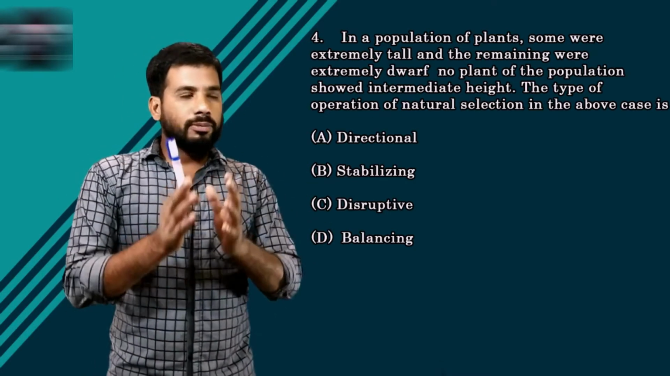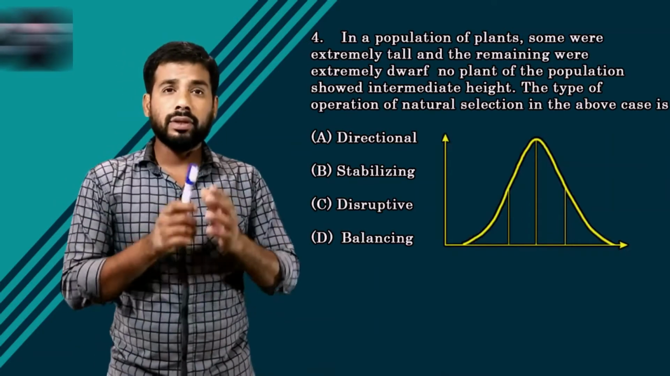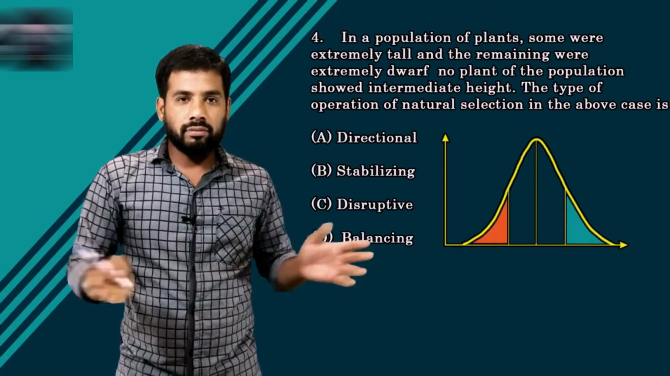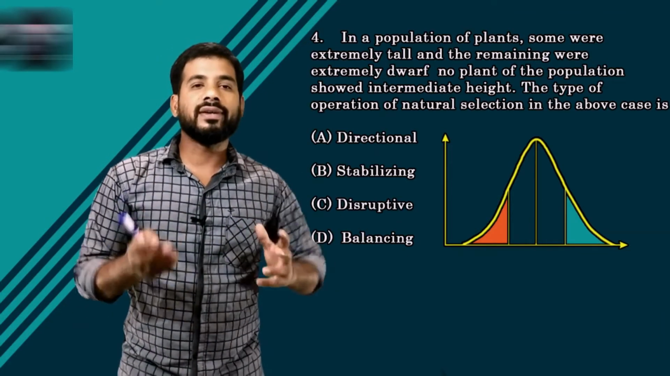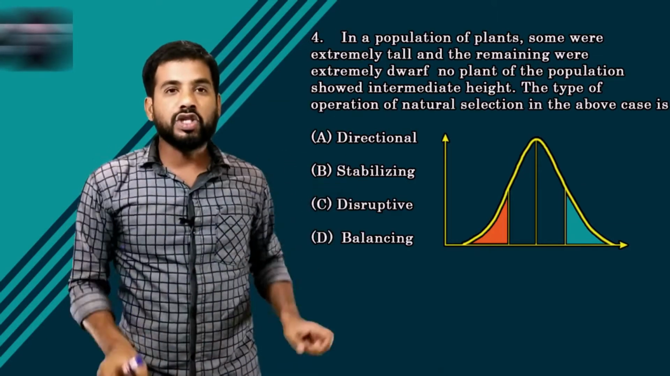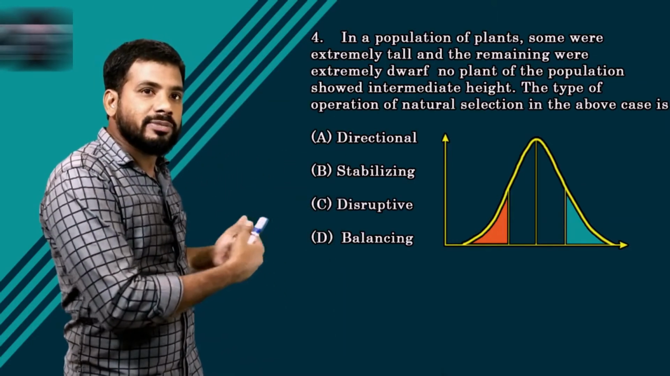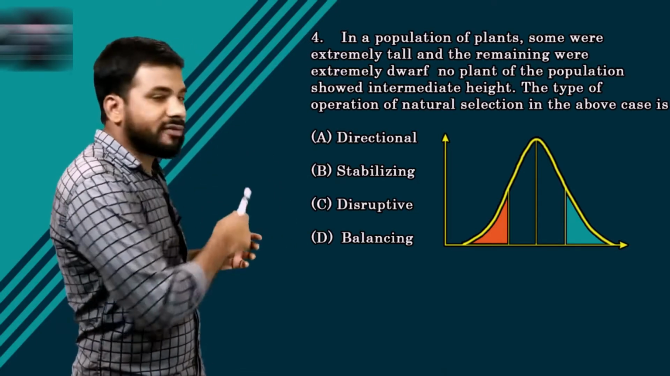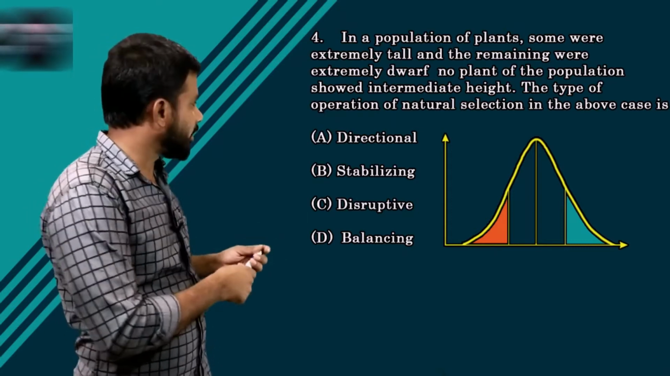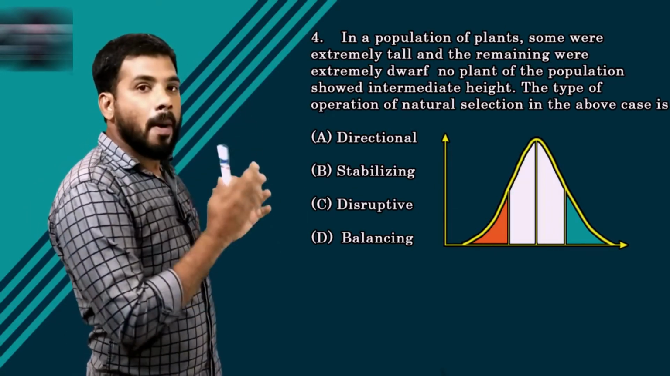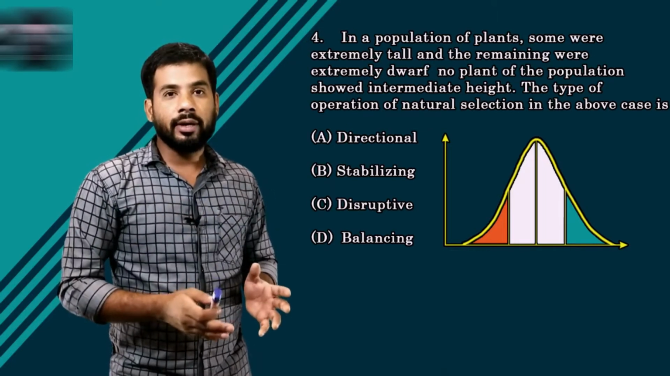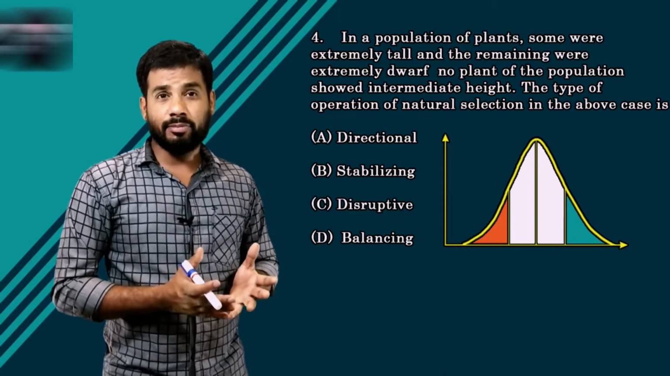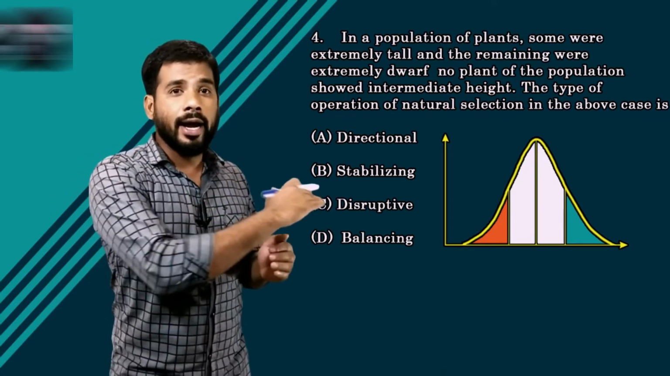First of all, if you observe this curve, at the right and left side, I just differentiated that in 2 different colors. Those are the 2 extremes. Those 2 extremes represent the very tall and very dwarf plants. Whereas the middle portion of the curve, this is the population distribution curve actually, which is represented in white color, has more individuals that acquire the mean character, that means which are of intermediate height.